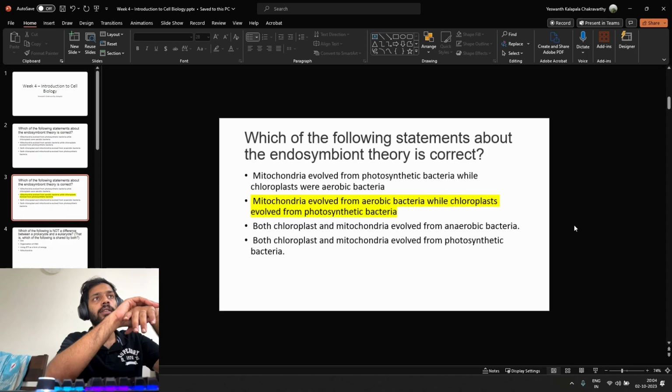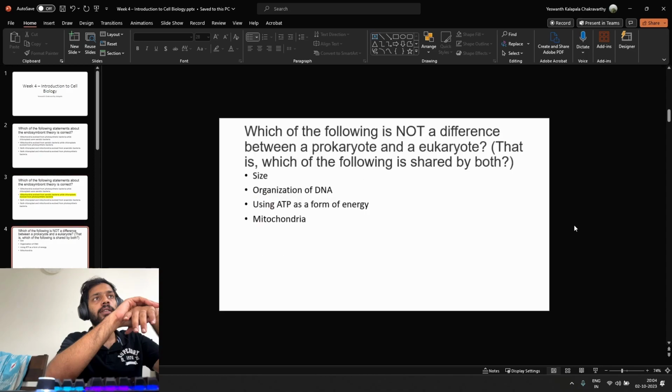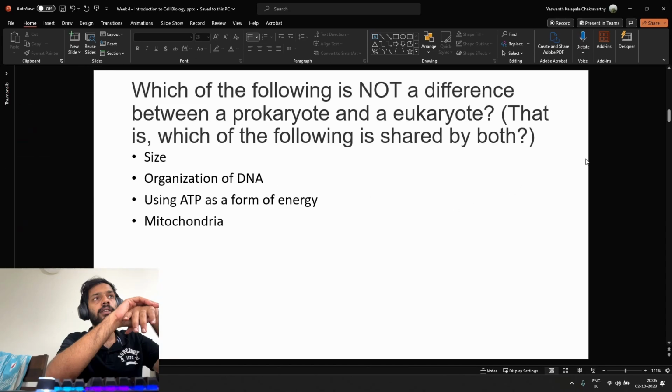Okay, which of the following is not a difference between a prokaryote and a eukaryote? That is, which of the following is shared by both? Is it the size, organization of DNA, using ATP as a form of energy, or mitochondria? What is shared between prokaryotes and eukaryotes?